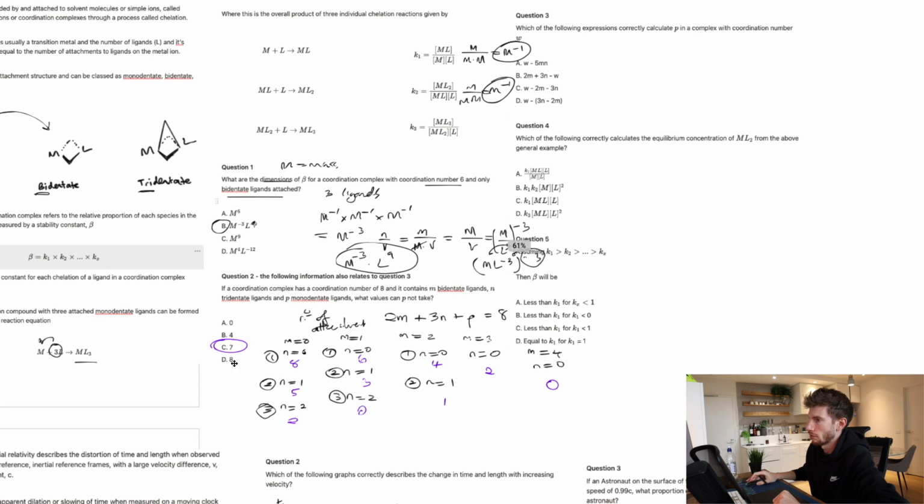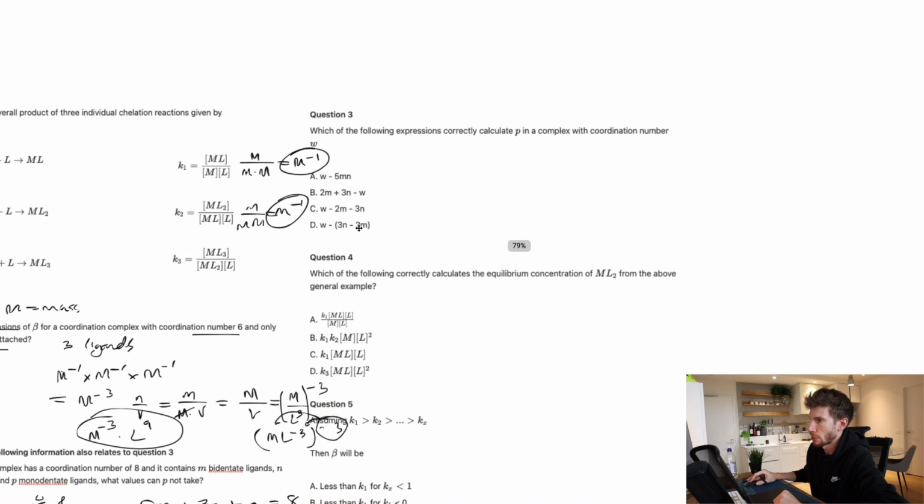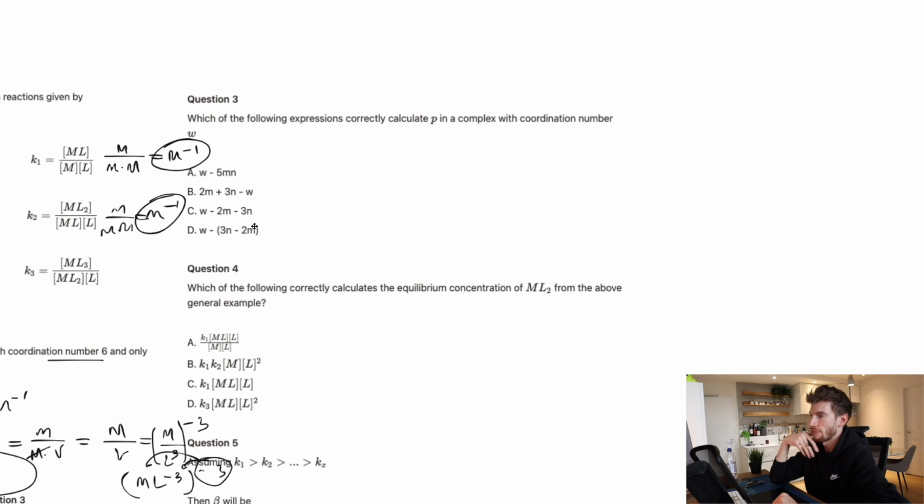All right, let's move along now. That was a pretty heavy question. The next one: which of the following expressions correctly calculates P in a complex with coordination number W? We can use our learning from the previous one. If there are W places to take up, then a number is taken up by the bidentates, so that'd be 2m, 2 for every one of them. But then you'd also take up 3 for every tridentate. And the leftovers is what P was.